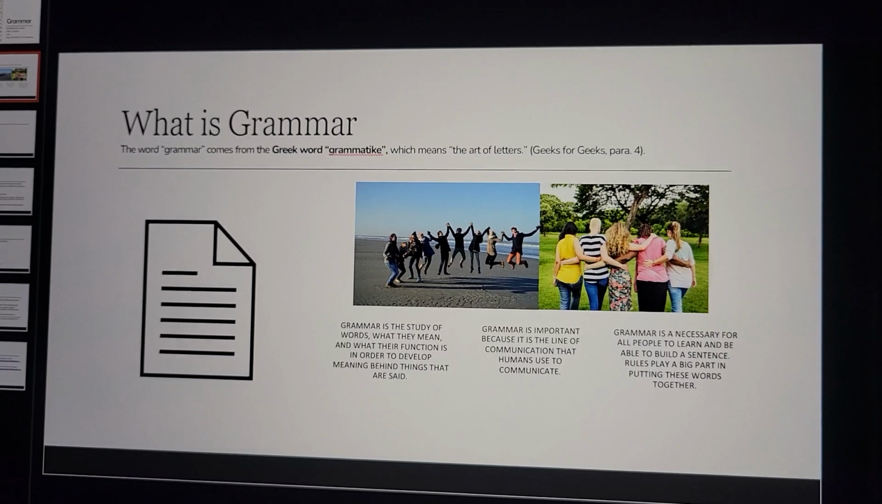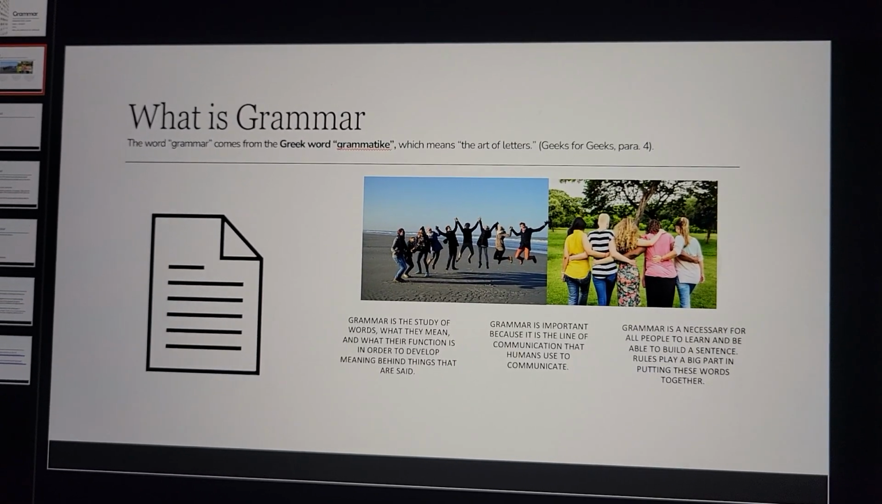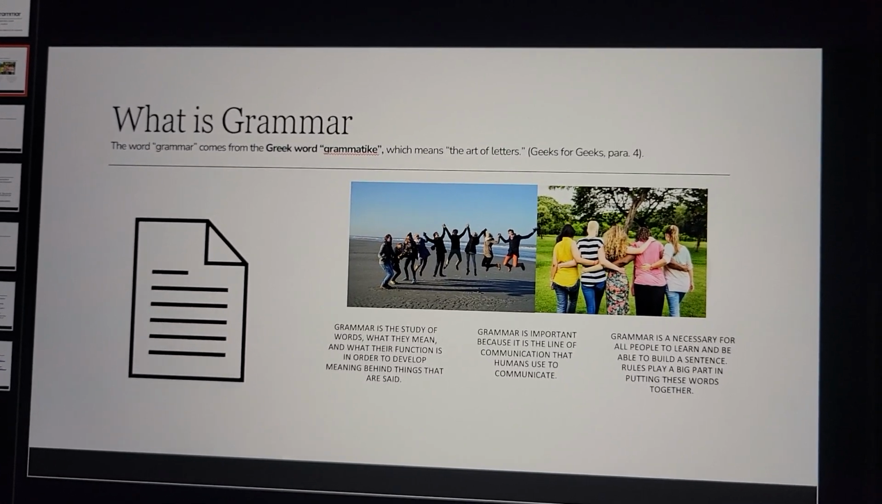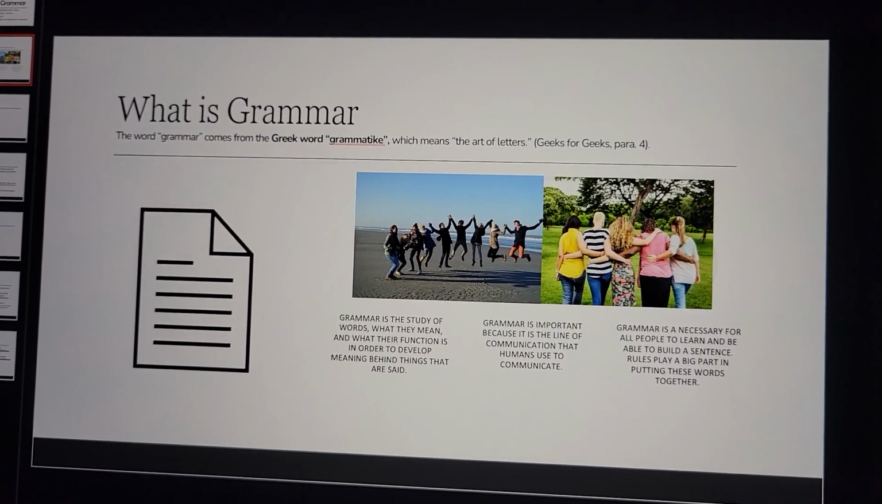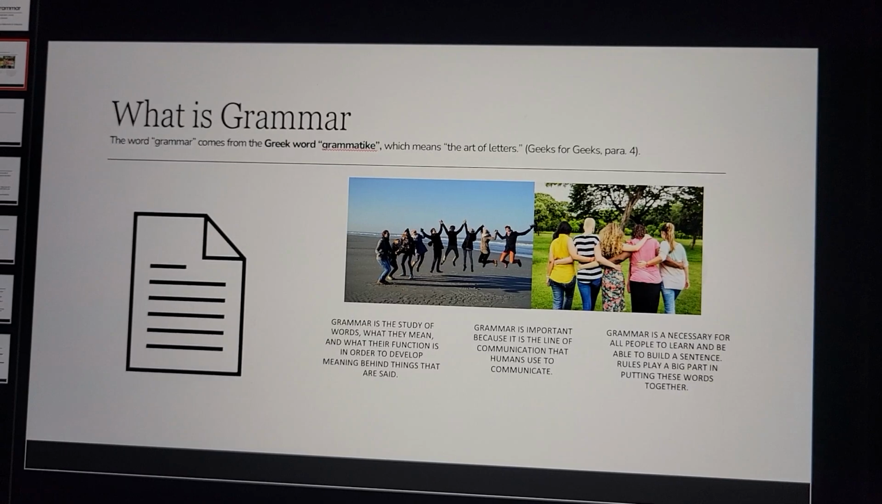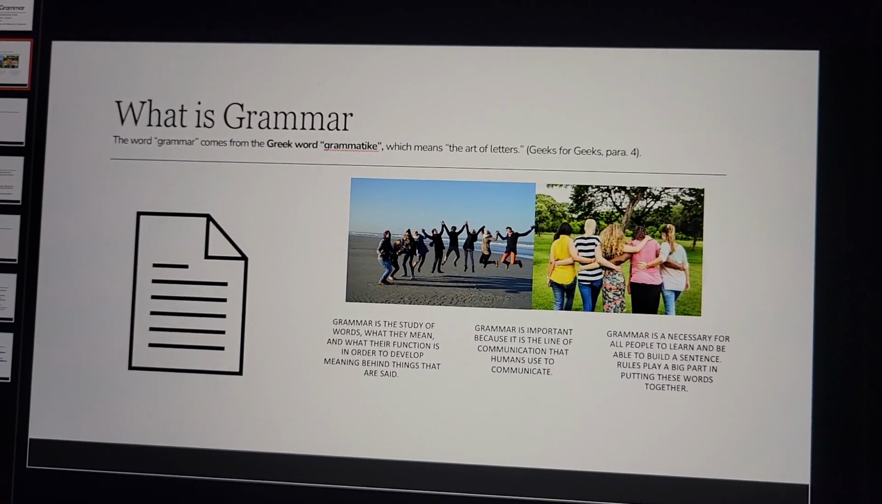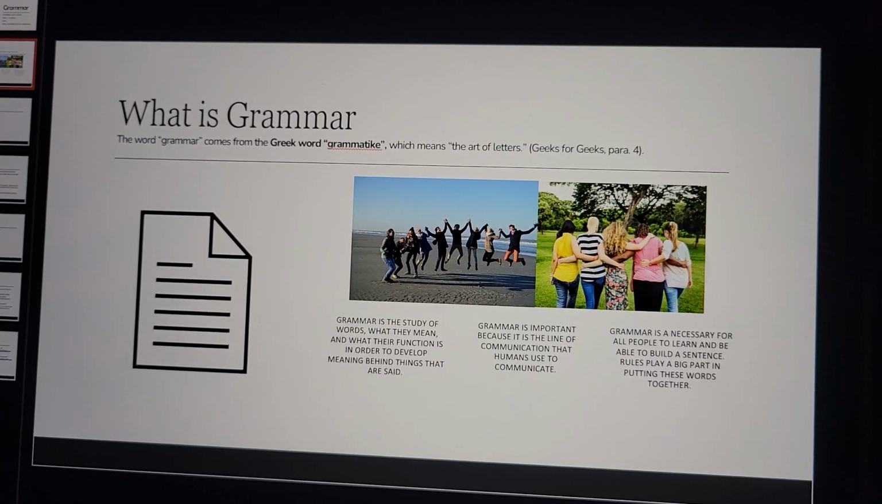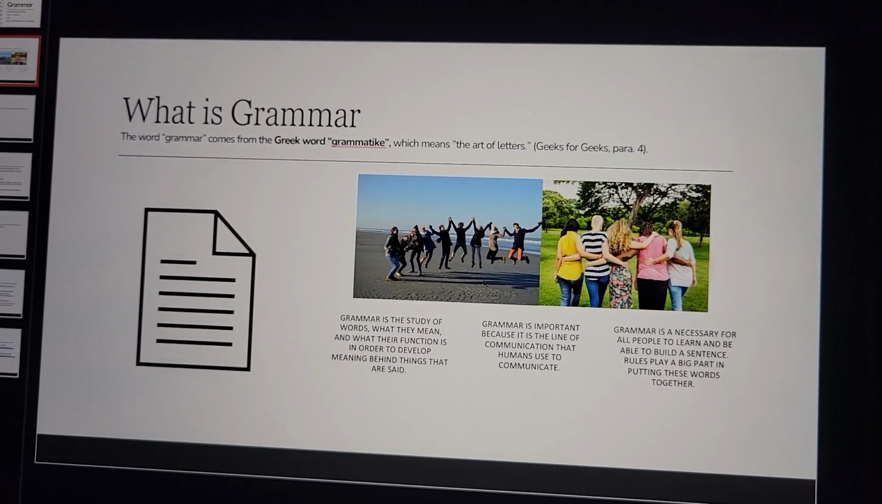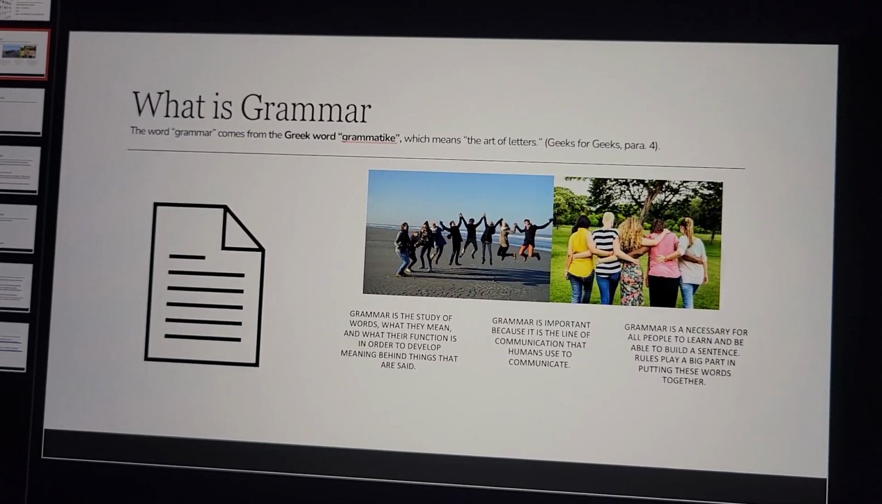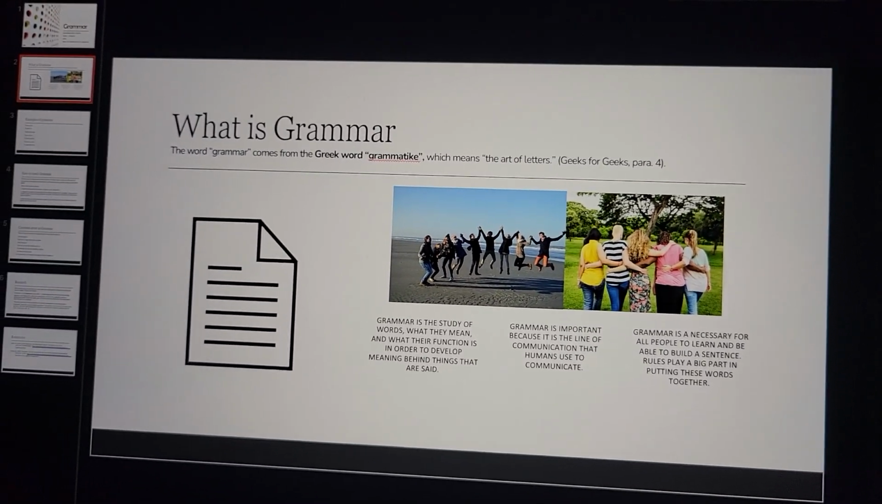Then the second part is grammar is important because it is the line of communication that humans use to communicate. And I think in order to communicate, you'd have to know how to use grammar correctly. Grammar is necessary for all people to learn and be able to build a sentence that plays a big part in putting these words together. And again, you'll just have to know how to put the words together.